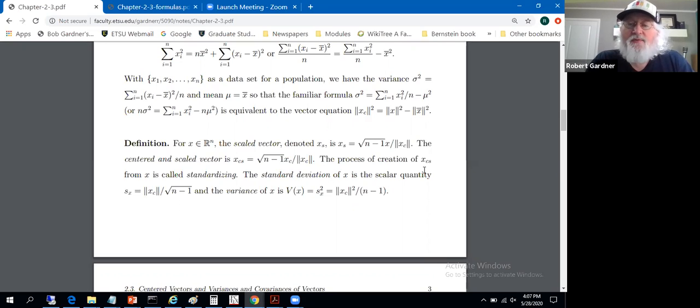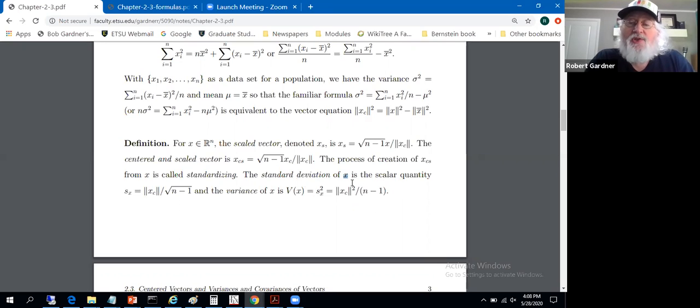This process of creating the centered and scaled vector is called standardizing. We're defining the standard deviation. Okay, this ought to be the same thing we had upstairs from your previous experience, but here we're defining standard deviation of vector x. Remember, you're thinking of this single vector x as a vector containing a bunch of data points from a sample from now on in this section.